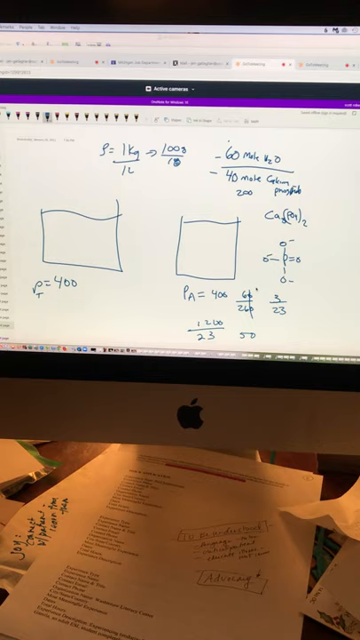Why are you using water in the numerator? Because it's the mole fraction of water. It's the mole fraction, that's the whole point. Your X of solvent, your solvent is water.